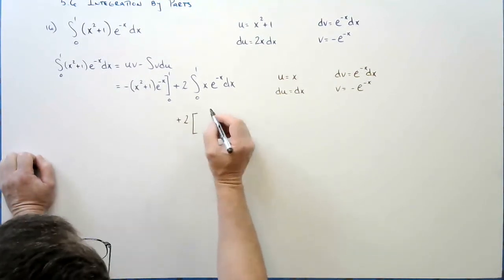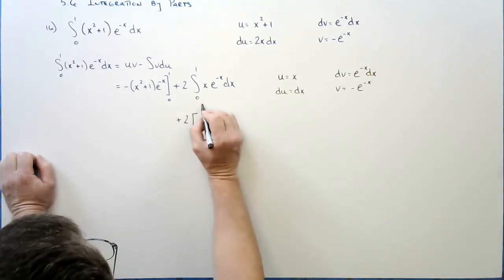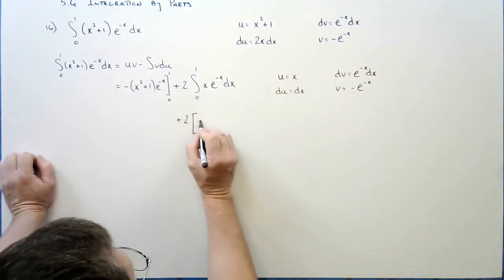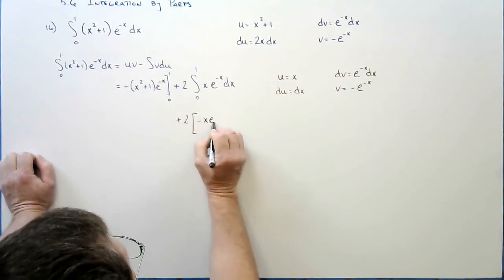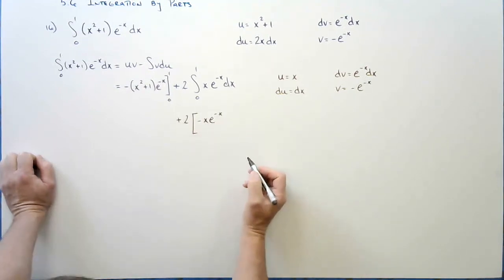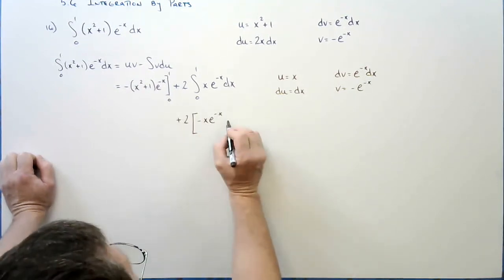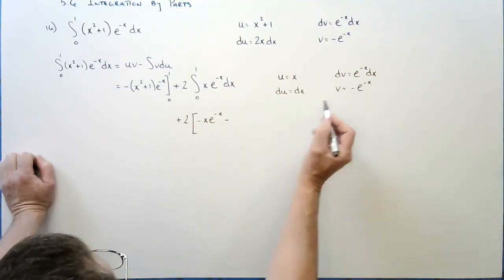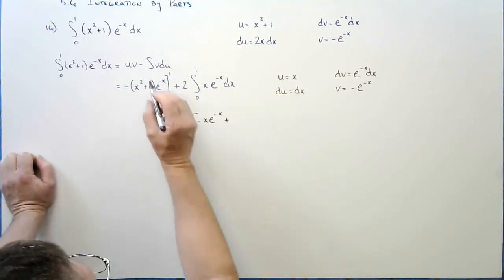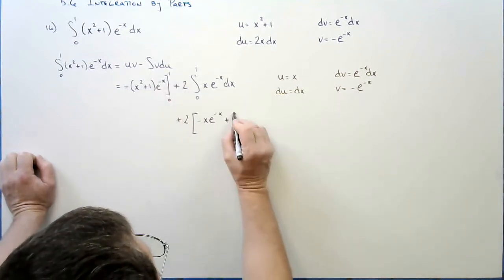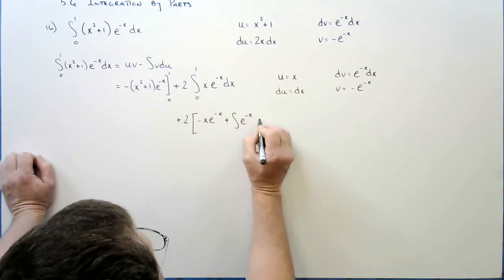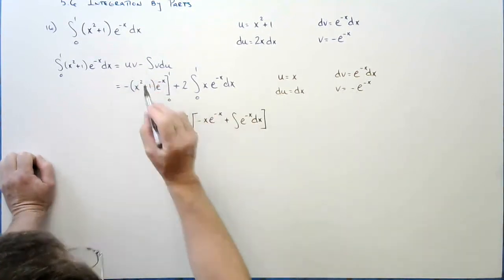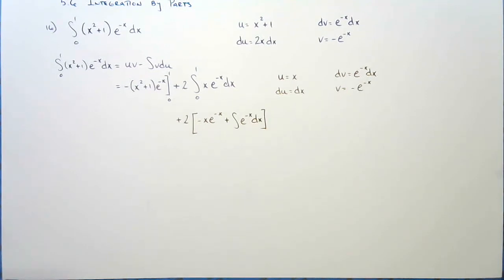our uv minus the integral of v du, right? We're going to use our formula again. uv is going to be negative x e to the minus x. Now that's completed. Minus, but we have a negative here, so it's going to turn to a plus v du, and that's just going to be the integral of e to the minus x dx once we adjust for the negative and the negative in our integration by parts.